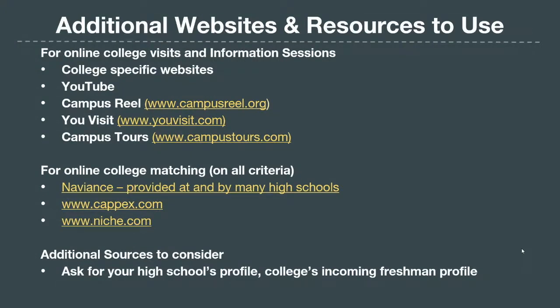CapX and Niche are very nice resources online to be able to do college search as well. Ask, again, as we've discussed before, your high school for the high school's profile so you understand what they are reporting to colleges, and make sure it's comprehensive in the way that it represents your child well, as well as looking at the college's incoming freshman profile. That's where you will get specific information that is definitely going to be relevant to your student, and to compare your student on a much more granular one-to-one basis.